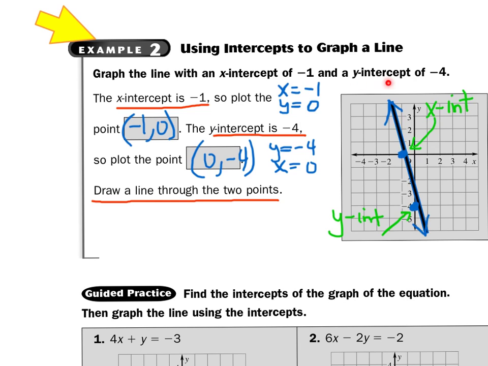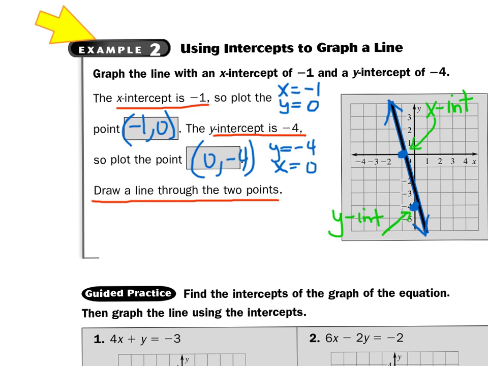Now, they told me the y-intercept was -4. So I know the y-intercept is -4, that means the x has to be 0. So then I made it look like a point, 0, comma, -4, because remember the x always has to come first. So 0, comma, -4. So I'd start at the origin, 0 means don't go right or left, the -4 means get in the elevator, go down to -4, and put that point.